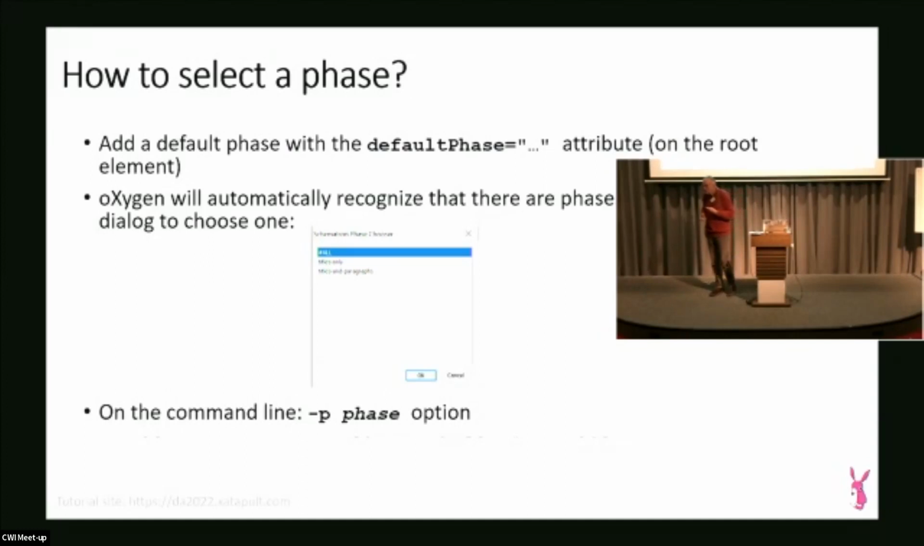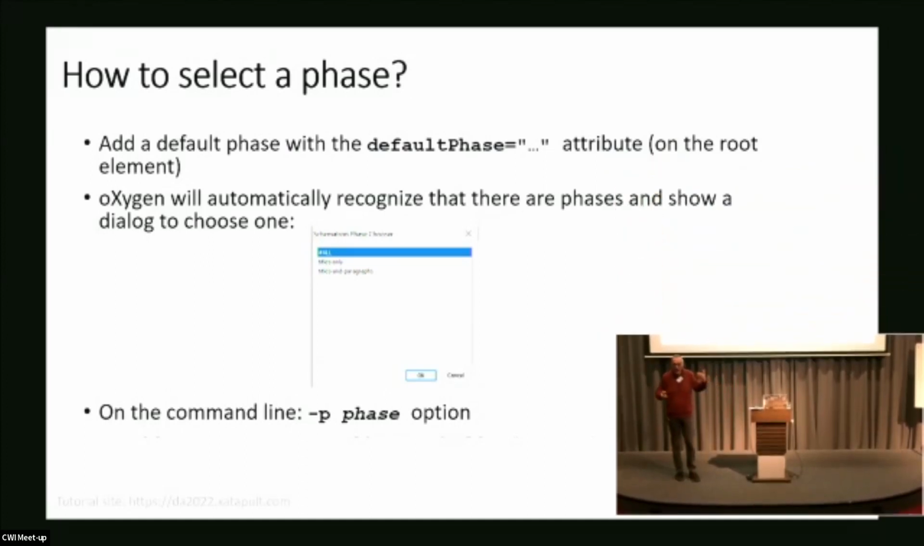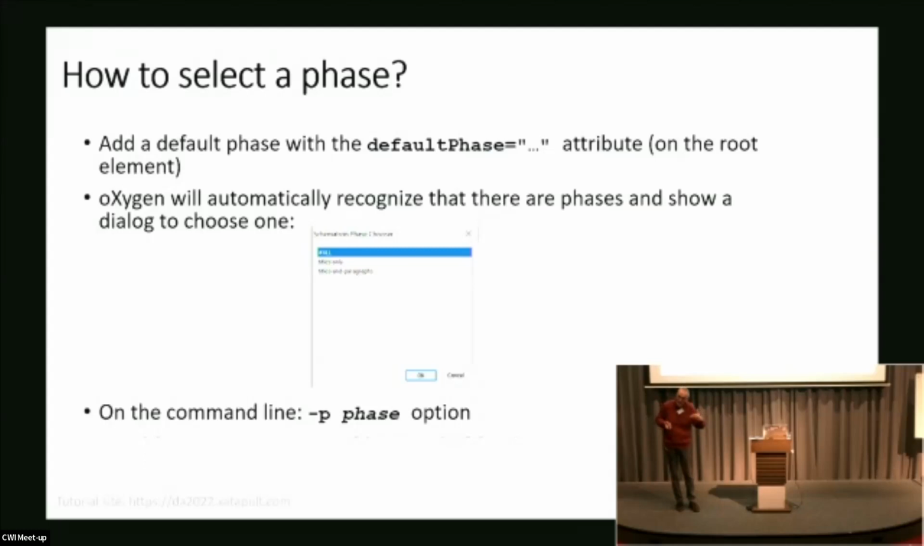Then the question is, of course, how can you select a phase? Because if you run your Schematron processor, it should know which phase we are on. The answer to that, according to the standard, is implementation defined. So that's very nice. In practice, there are a few ways you can do it. You can put a default phase attribute on your root element. That is part of the standard. It's a default phase. If it runs and you don't specify anything else, that's the phase it's going to run.